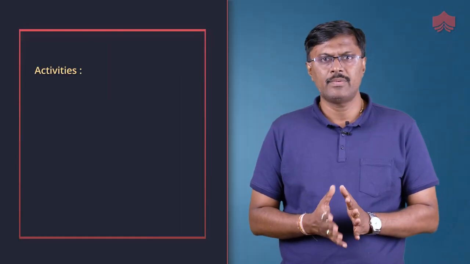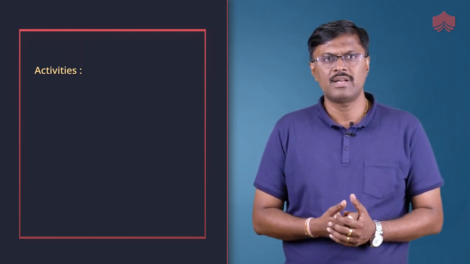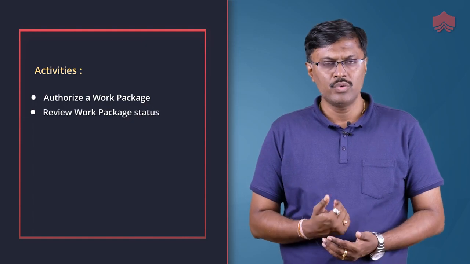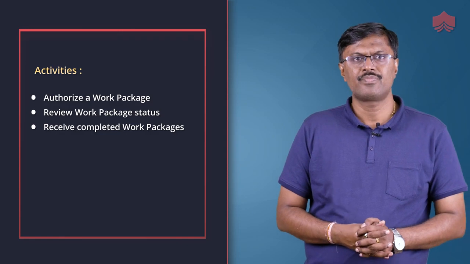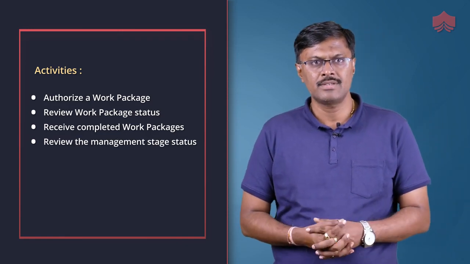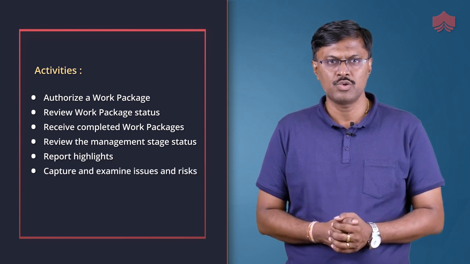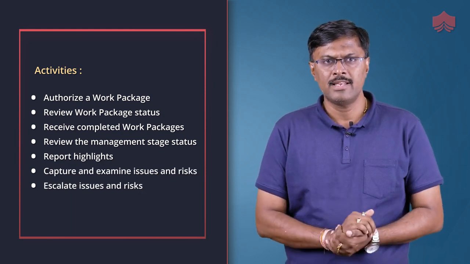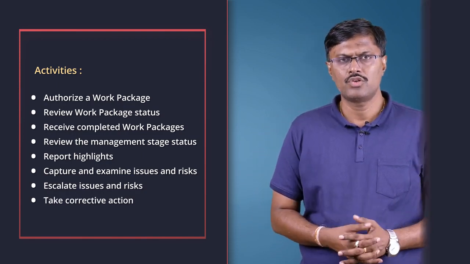Controlling a stage activities. The activities of the controlling a stage process are authorizing work packages, reviewing work package status, receiving completed work packages, reviewing the management stage status, reporting highlights, capturing and examining issues and risks, escalating issues and risks, and taking corrective actions.